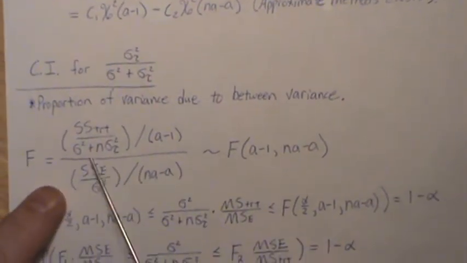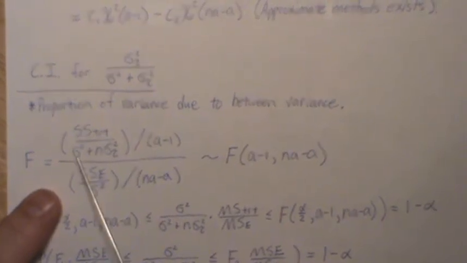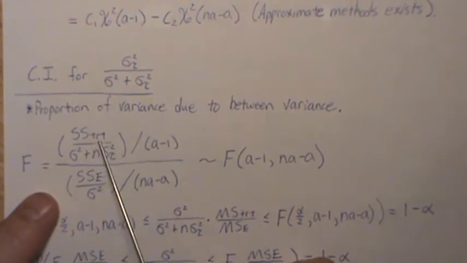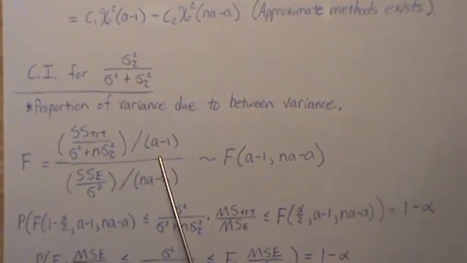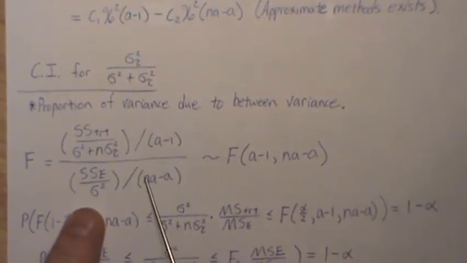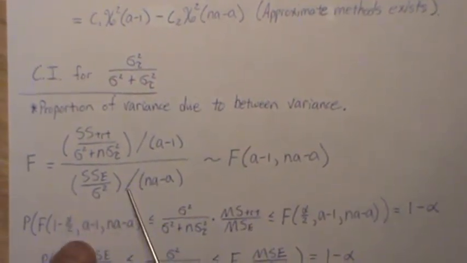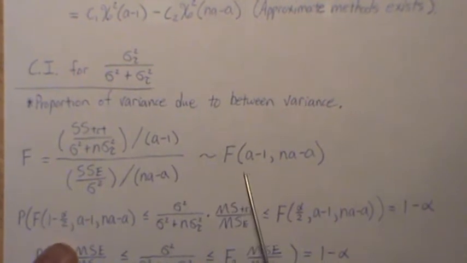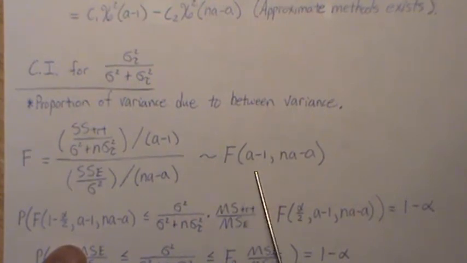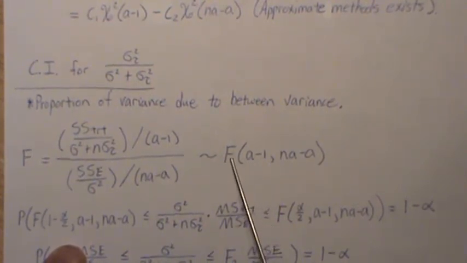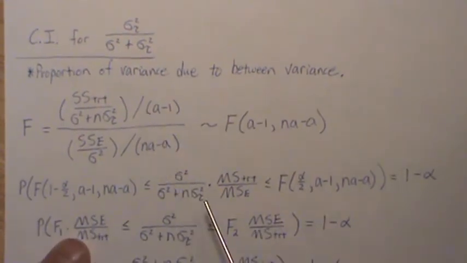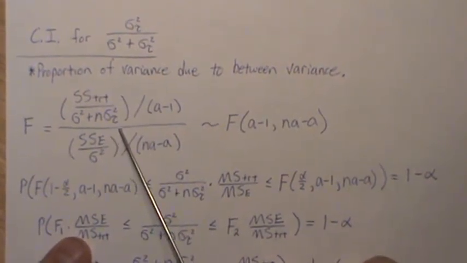So we know that the sum of squares treatment over sigma squared plus n sigma tau squared is a chi-square random variable with degrees of freedom a minus 1, and then sum squared error over sigma squared divided by its degrees of freedom is also a chi-squared, and this ratio makes it a central F under the null hypothesis. Under the null, this is an F with numerator degrees of freedom and denominator degrees of freedom. So we put this ratio in a probability statement.